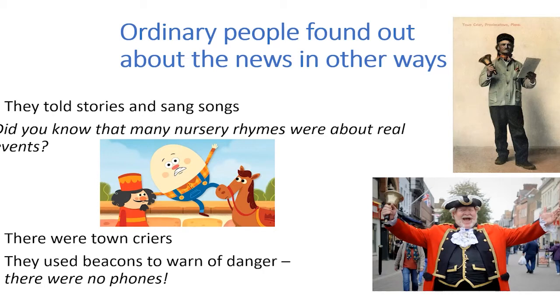So one of the ways that they told people that there was a danger in the area was that on top of very high hills, they would light a bonfire, and people could see that for miles around. And if that bonfire was lit, they knew that there was some type of danger.